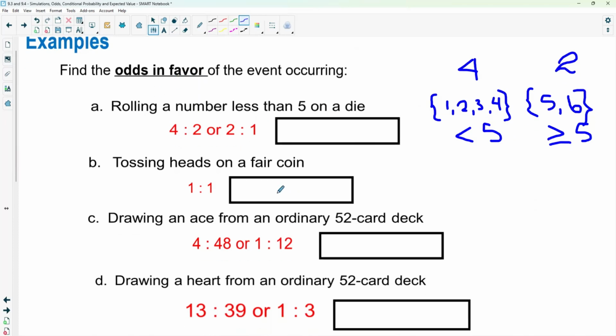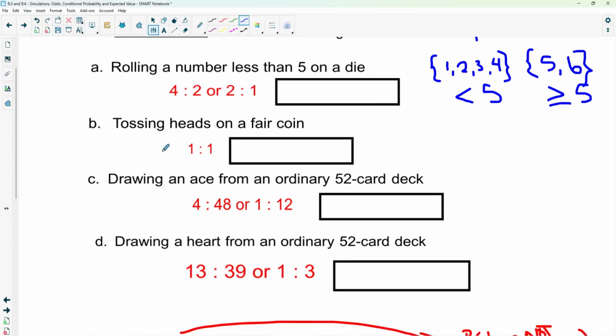Then you had tossing a coin. It doesn't matter because you have 1 heads and 1 tails. So that's why this is 1 to 1, right? 1 tails, 1 heads, or 1 heads and 1 tails, right?